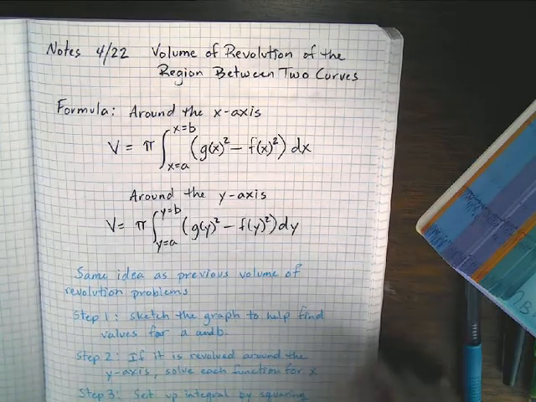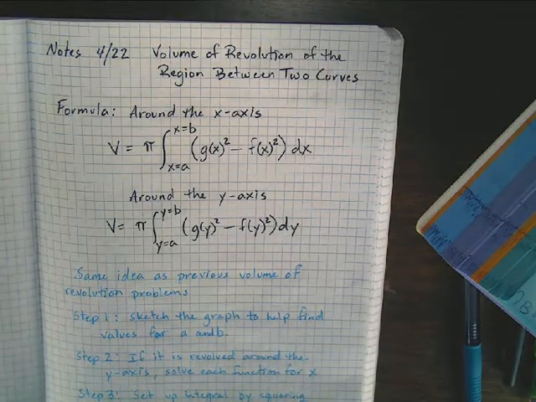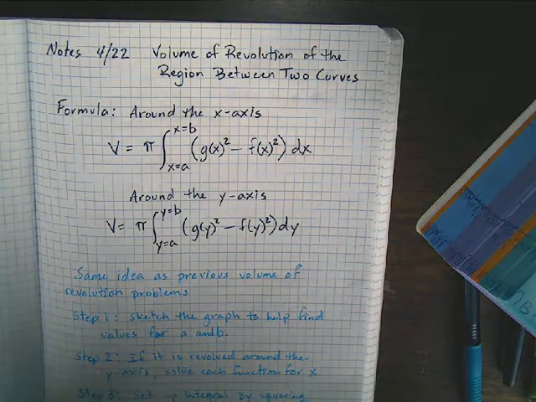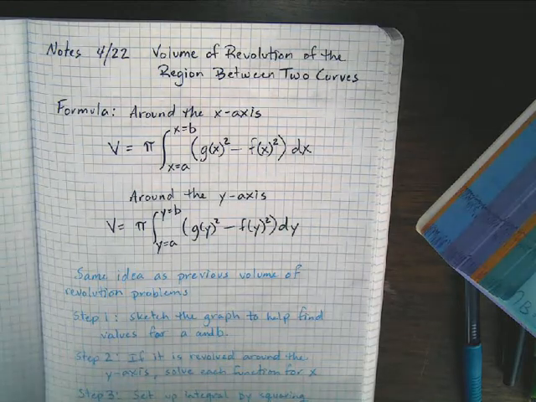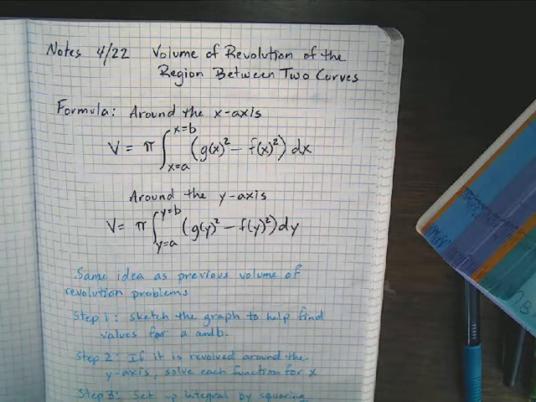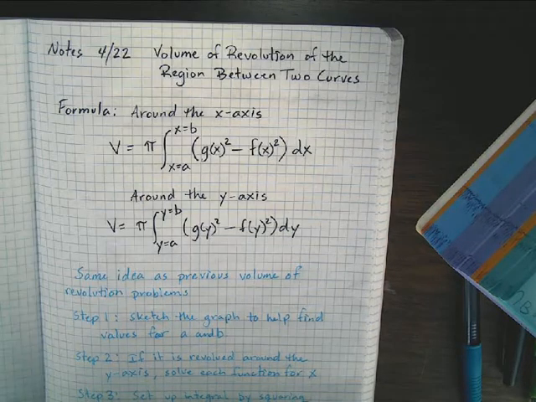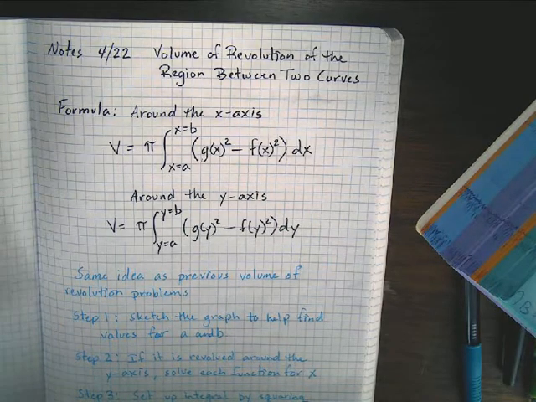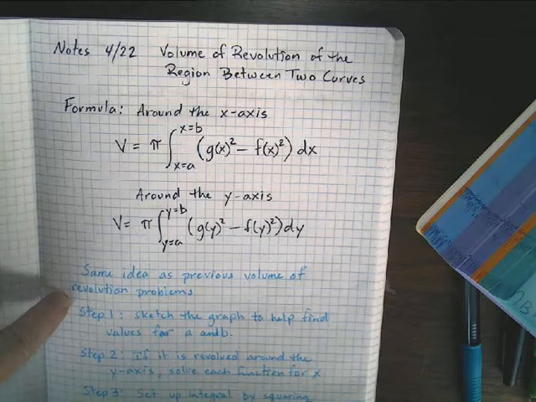Okay, here we go with our notes for today. From our warm-up, we were looking for the area of a region between two curves. Now we're going to take that region between the two curves and rotate it. We're going to revolve it around either the x-axis or the y-axis, and it's the same idea as we previously did for the volume of revolution.